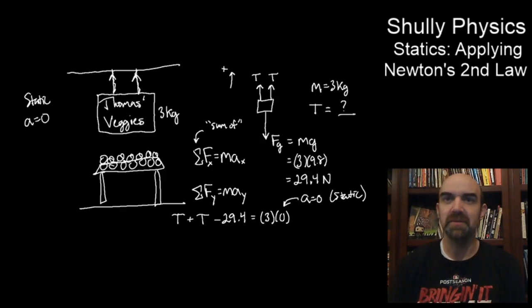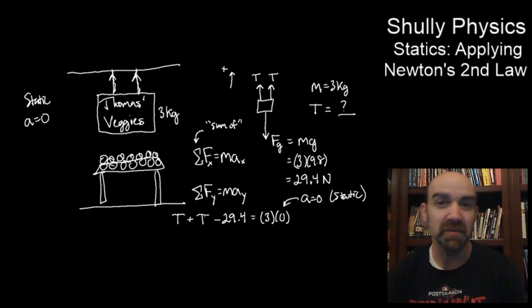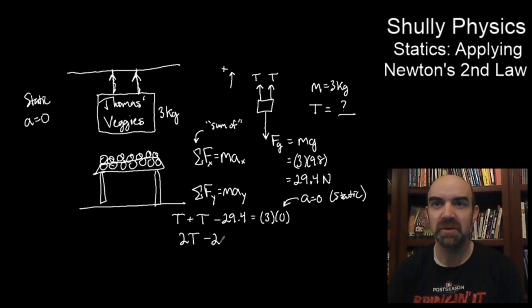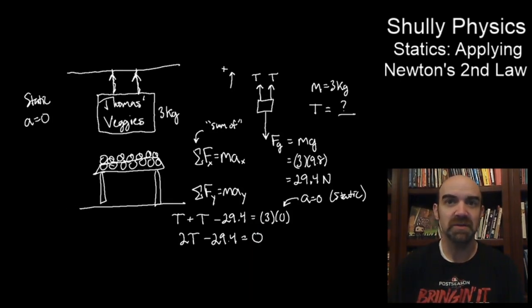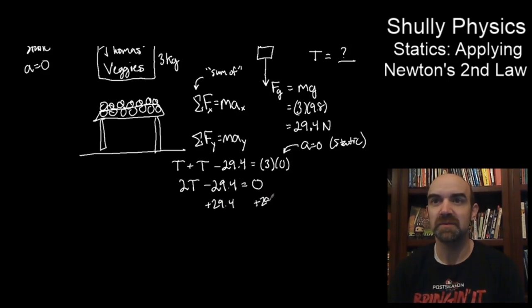All right, can we simplify this a little bit? What's t plus t? Well, if you have x plus x, that equals 2x. So t plus t is 2t minus 29.4 equals 3 times 0, which is 0. All right. It looks like we can solve this, can't we? If we add 29.4 to both sides, then we'd have 2t equals 29.4.